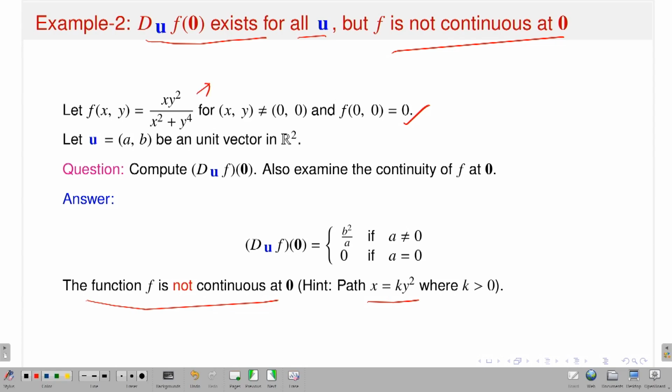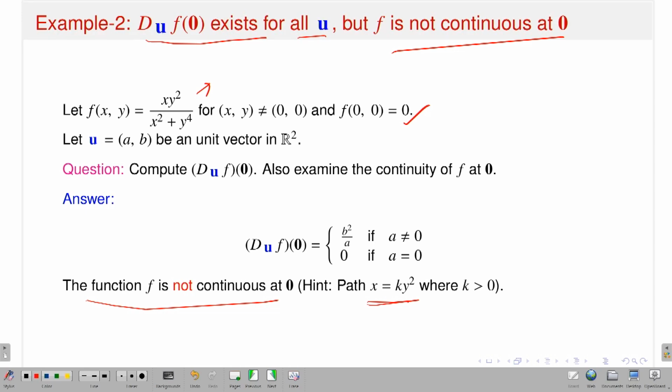So if I want to talk about the continuity at the point 0, 0, first I have to see whether the limit of this function at the point 0, 0 exists or not. The answer is that the limit doesn't exist. If I come through the path x is equal to k y square, it will give you a value, some function of k, and that function of k varies for different values of k. That's it. So therefore the limit does not exist, and therefore my function is not continuous.